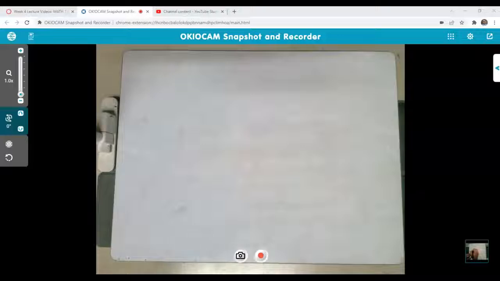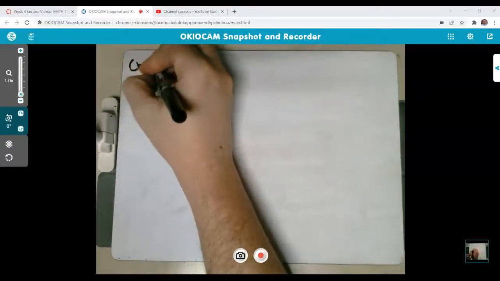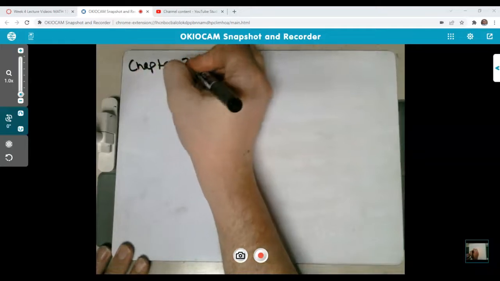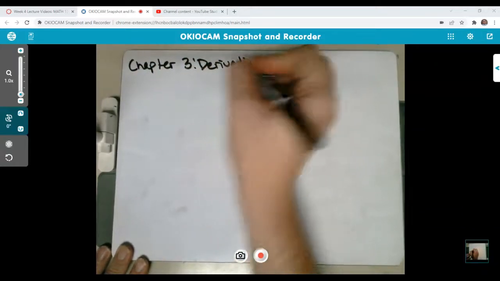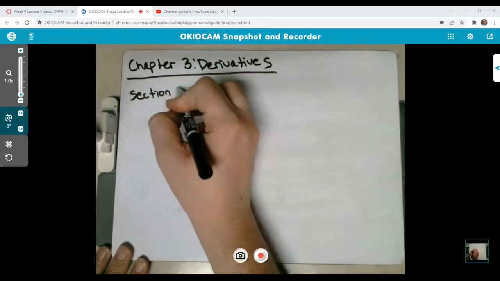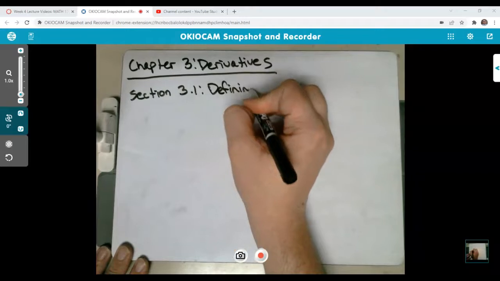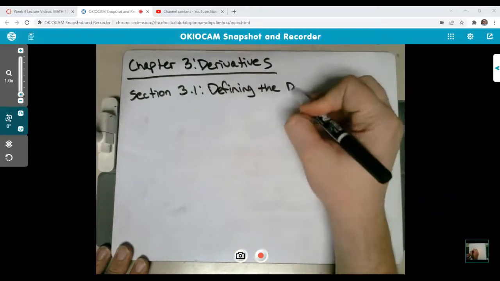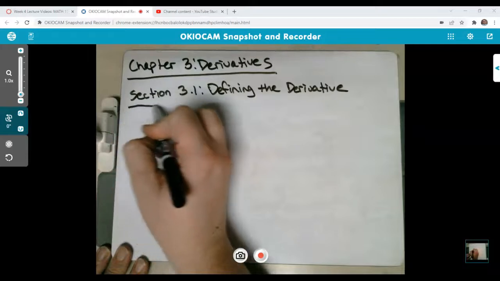All right, we can now move on to my favorite part of this whole class, and that is Chapter 3, where we talk about derivatives. We're starting, of course, with section 3.1, which is defining the derivative. We have a few terms we need to talk about first.